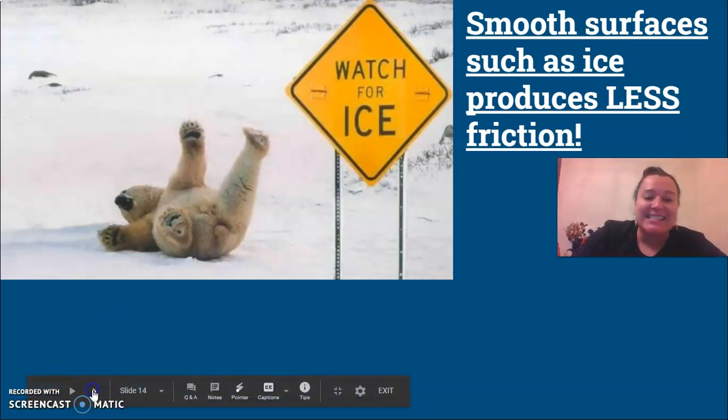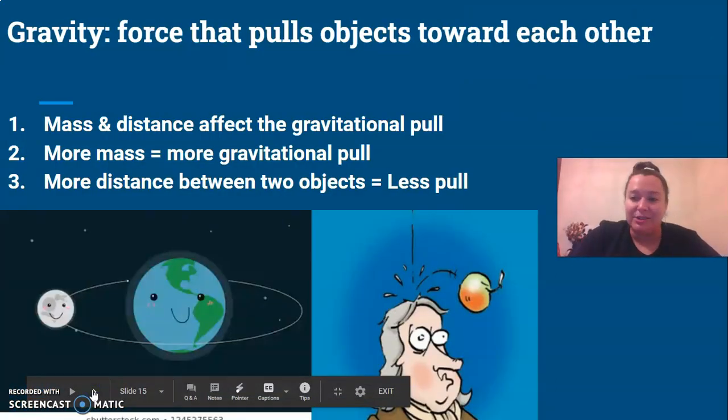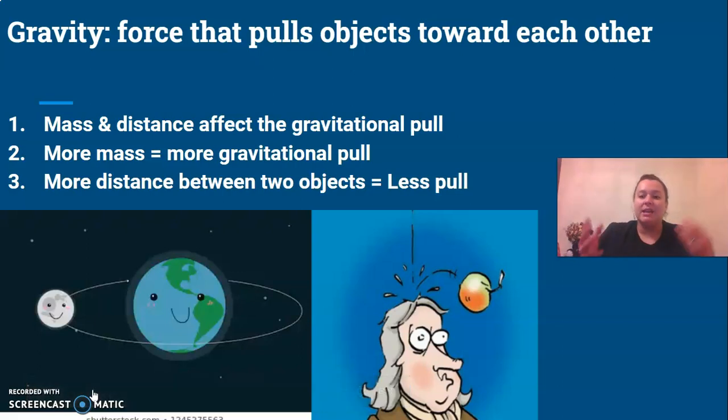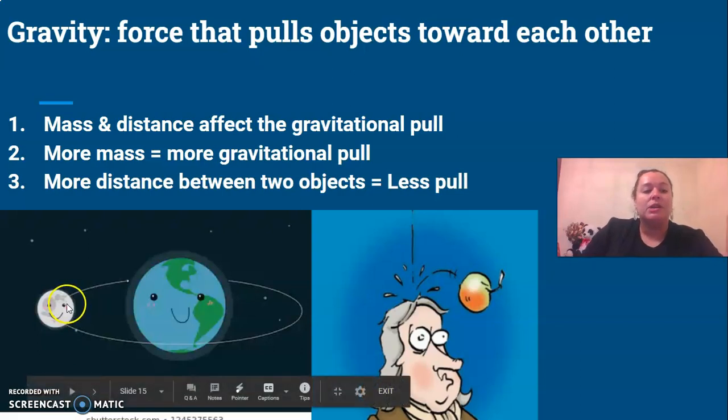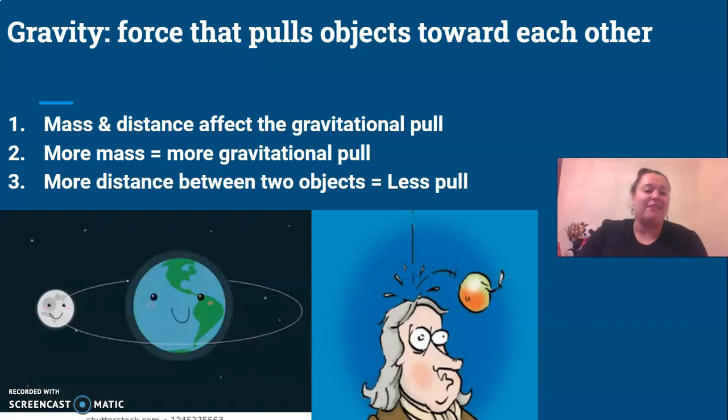All right, the next thing we're going to talk about is gravity. Gravity is a force that we know pulls us to the earth. And the reason for that is because gravity pulls objects together, like how the moon is pulled to the earth, or like right here with the apple pulled towards Isaac Newton's head, which is the myth behind gravity and how he discovered it.